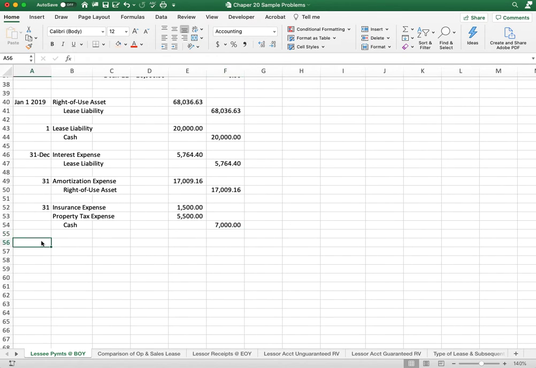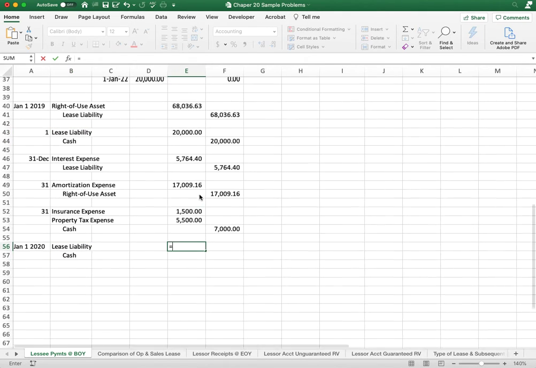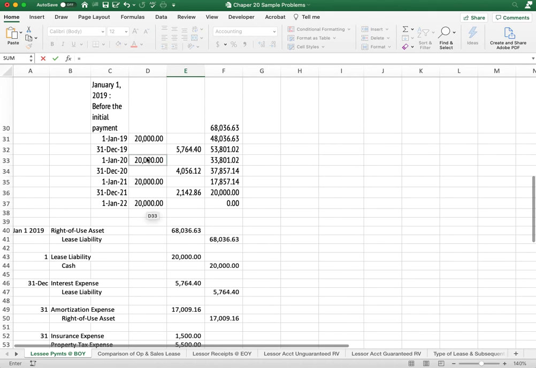Then we have January 1, 2020. And so this time we're not going to record this initial right of use asset, obviously, because we already recorded that, and we're just going to amortize it at the end of each year from this year going forward. And so we're just going to start out with our lease liability and cash. And we can just come up to the table, pull that 20,000.